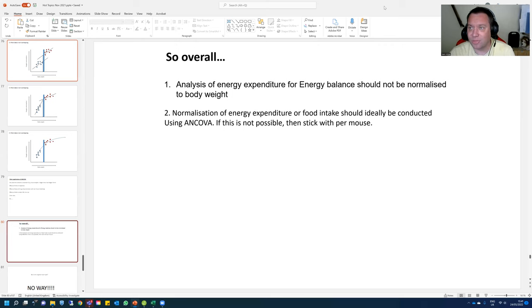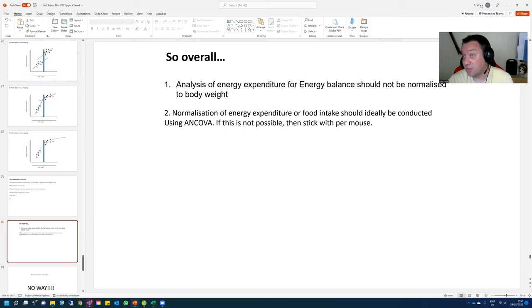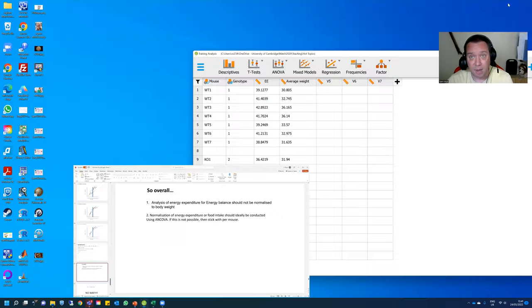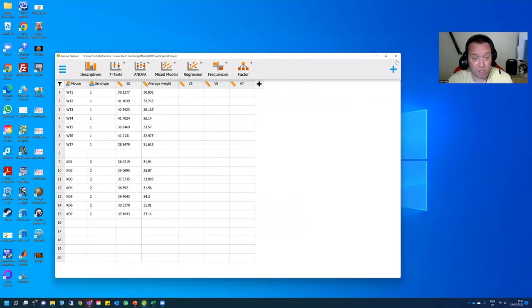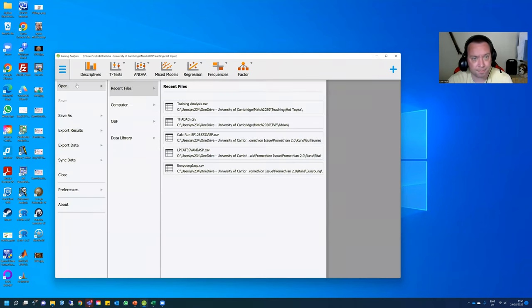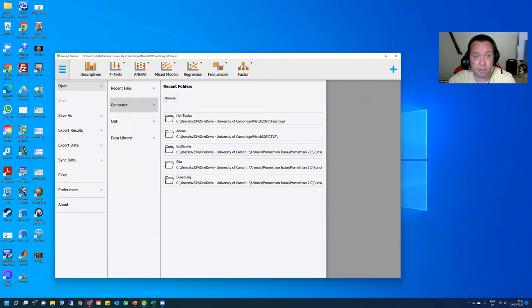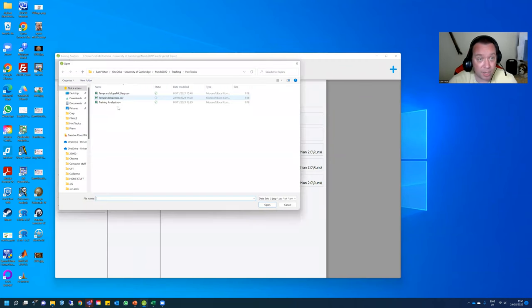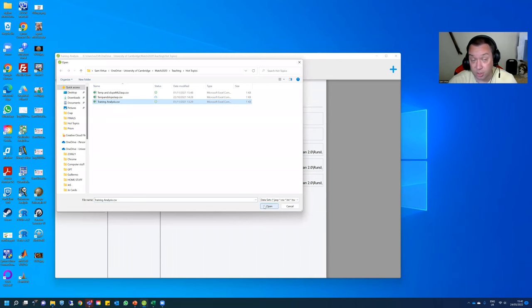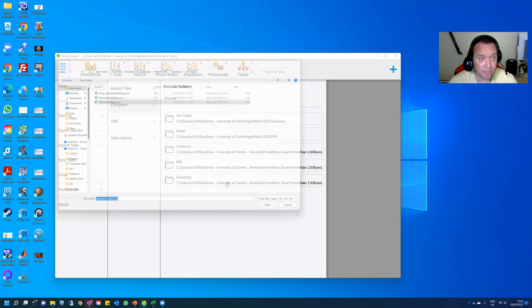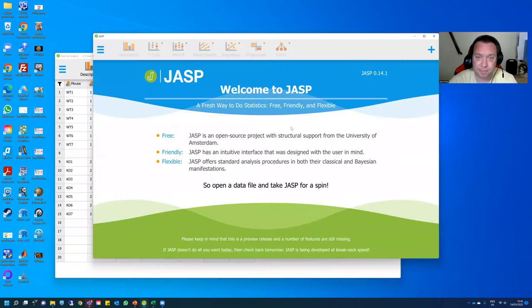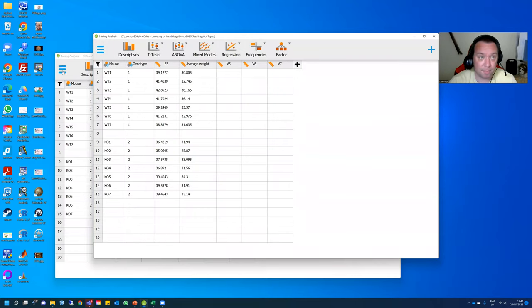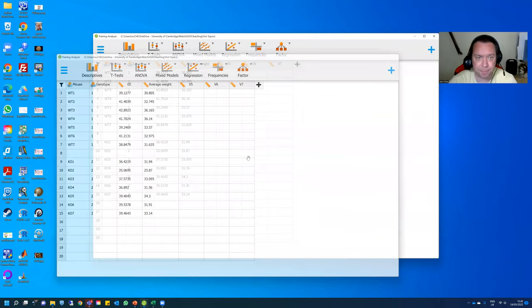Okay, so that is essentially the talk part of this. But what I thought I would do now is just show you how JASP works. So what we can do is go to JASP and go to File, Open, Computer and Browse, and get our training analysis that I showed you from the talk and just open it, and it will import. And so we can get rid of this one.